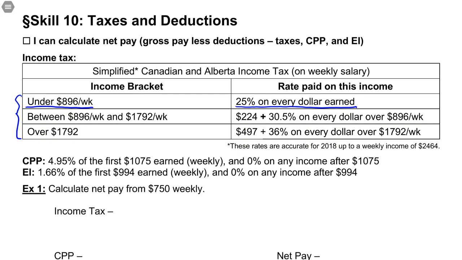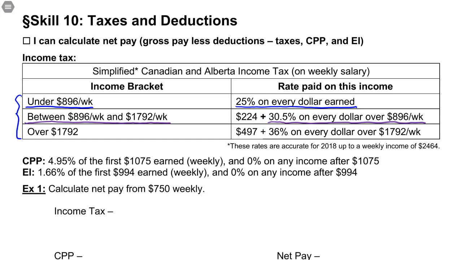Okay, so every dollar that you earn, everyone in Canada pays at least 25 cents on to the government, ignoring deductions. Now, the next bracket is between $896 a week and $1,792 per week. And you pay 30.5% on every dollar you earn over the $896 per week.